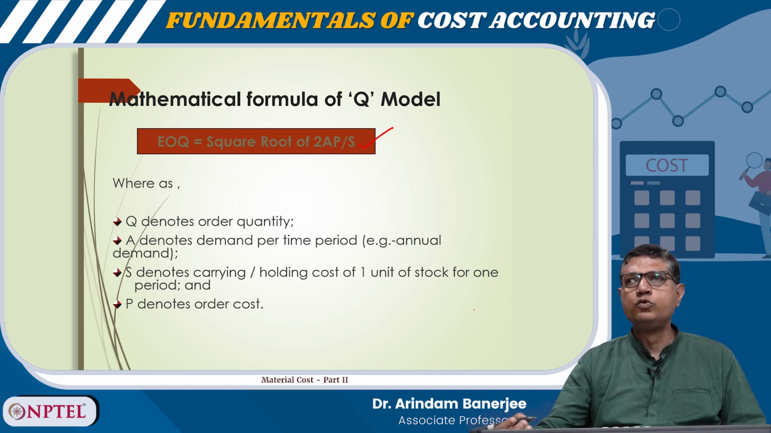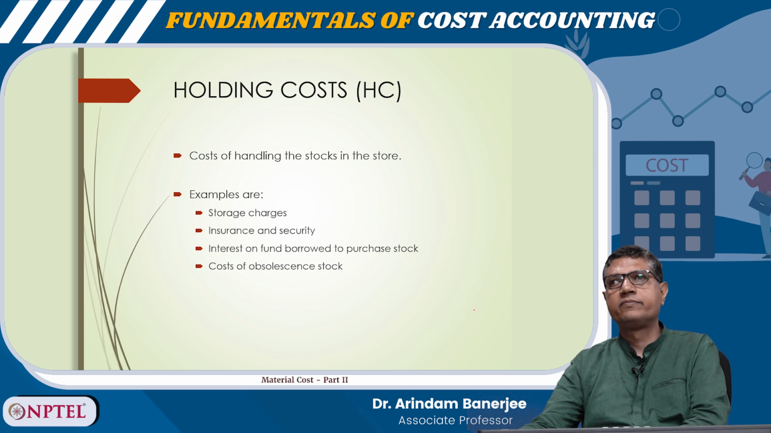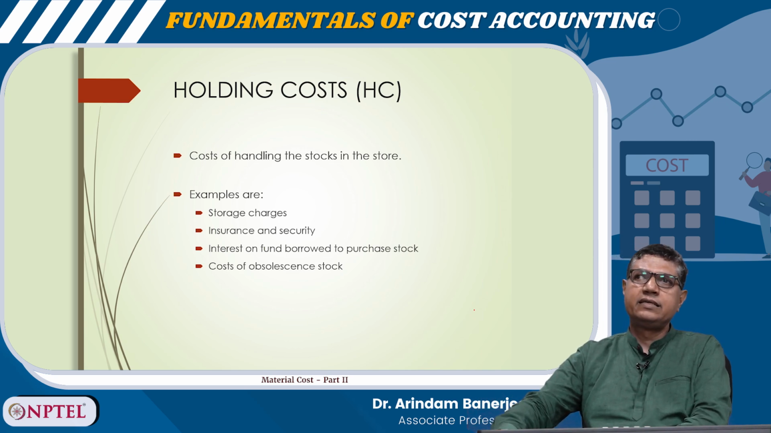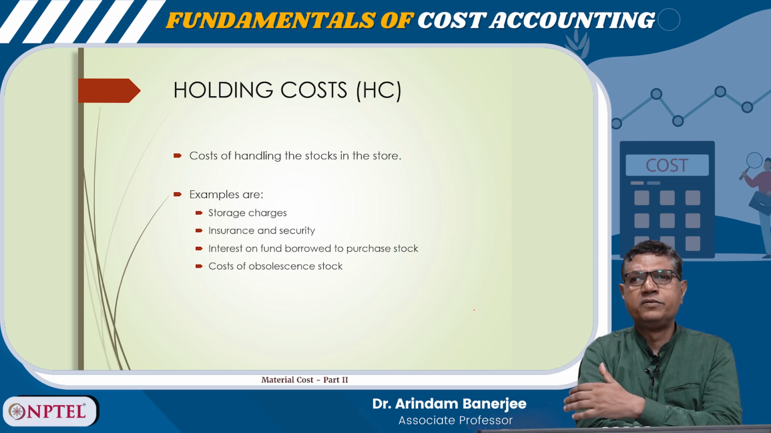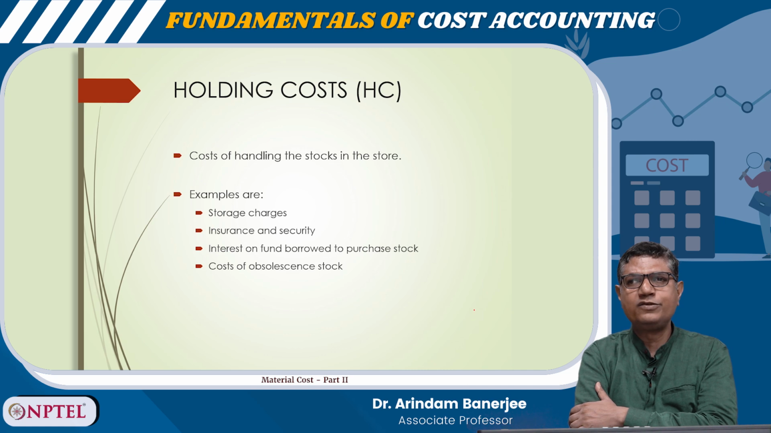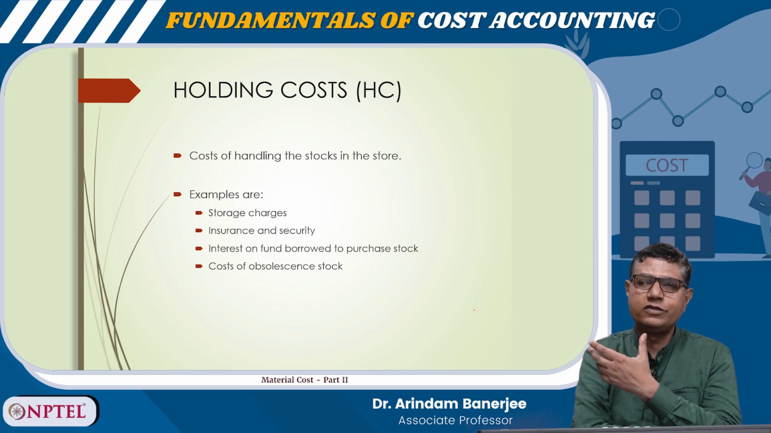EOQ is equal to the square root of 2AP divided by S. Holding cost, what are the examples of holding cost? As I said, when you are holding inventory, you incur several types of costs. For example, you need a space, so there is a cost for space.